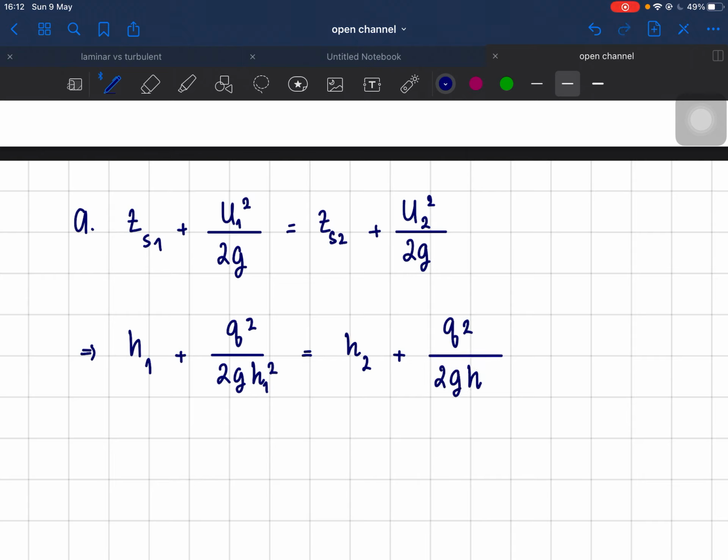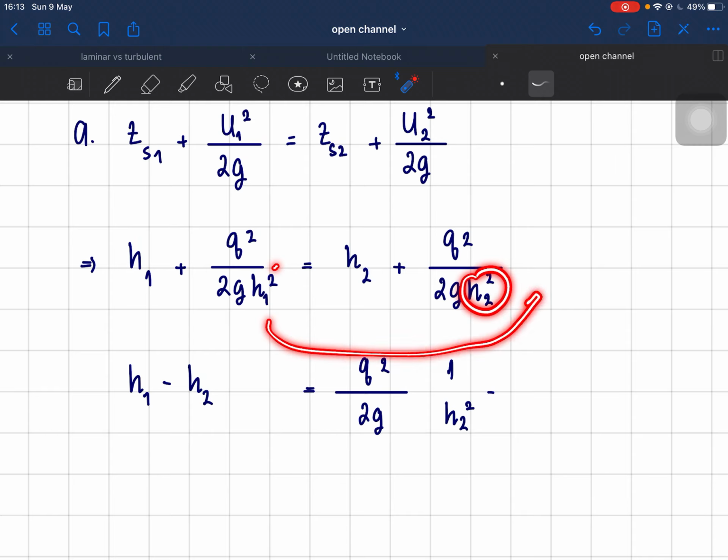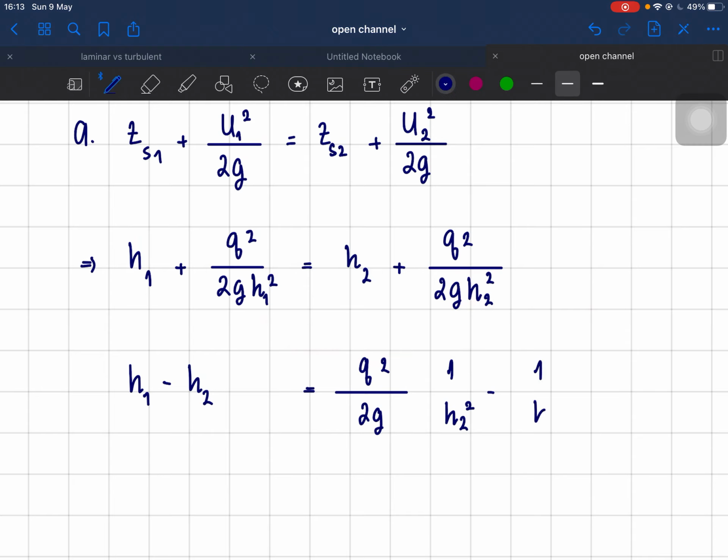So we can move this one here and this one here. We get H1 minus H2 equals q squared over 2g times (1 over H2 squared minus 1 over H1 squared), because q is a constant, almost the same. Sorry for my bad handwriting of q. It's supposed to be something like this, a little cute one. So this is everything here.